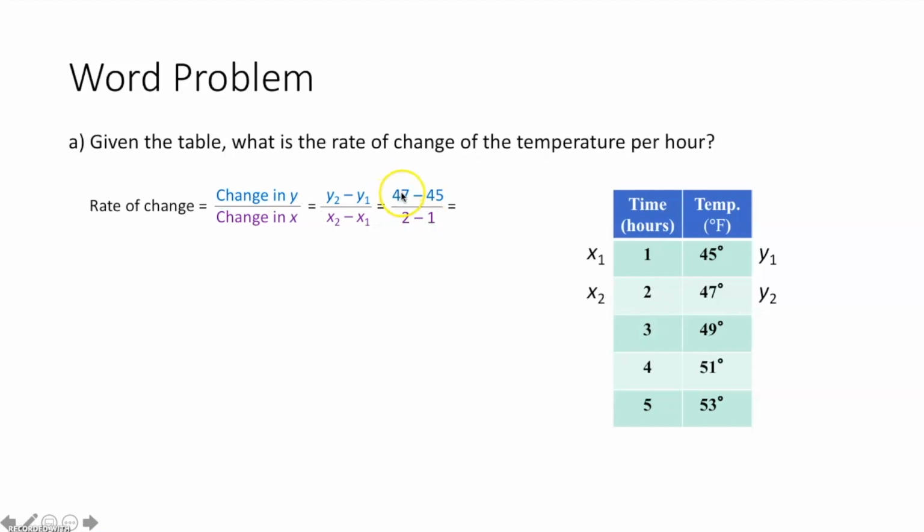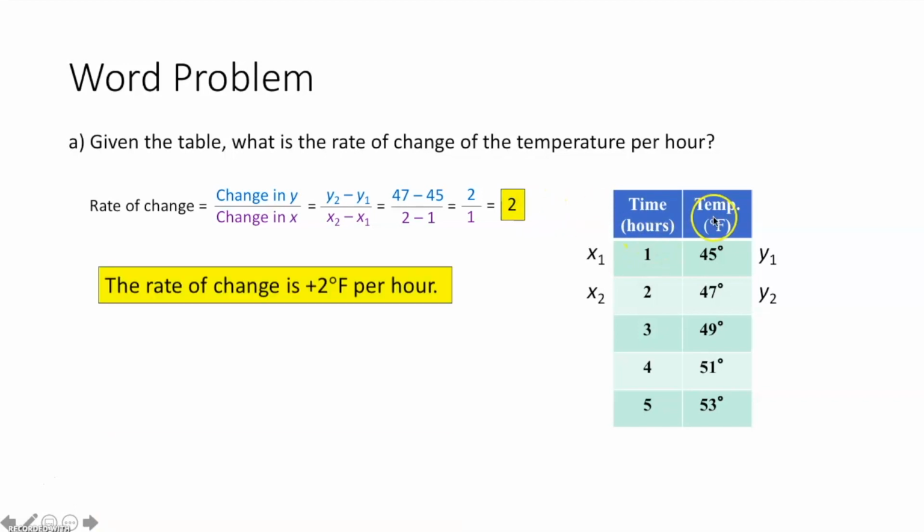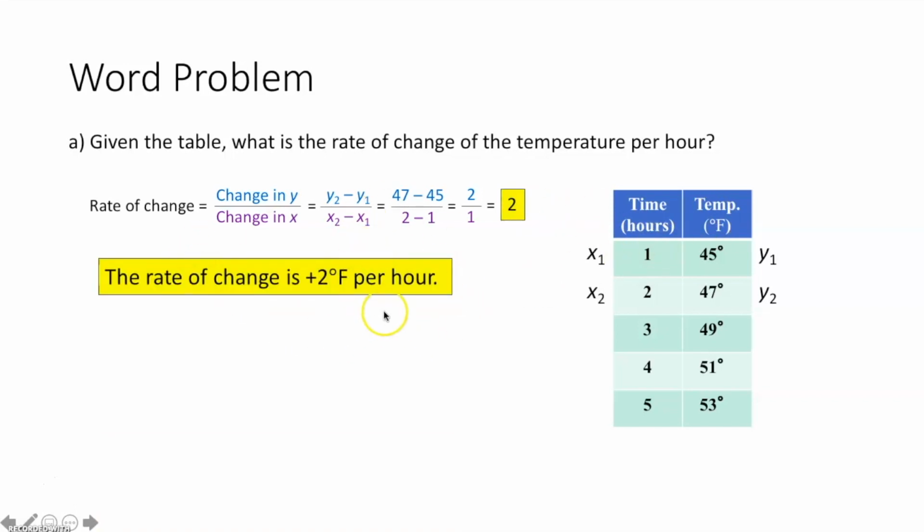Now we simplify. What's 47 minus 45? That's 2. And what's 2 minus 1? That is 1. So we end up getting 2. But you don't write that as your answer. It's a word problem. It says, what is the rate of change of the temperature per hour? Since we got a positive number, our temperature must be increasing. And it's increasing at a rate of 2 degrees Fahrenheit per hour. And that is your final answer.